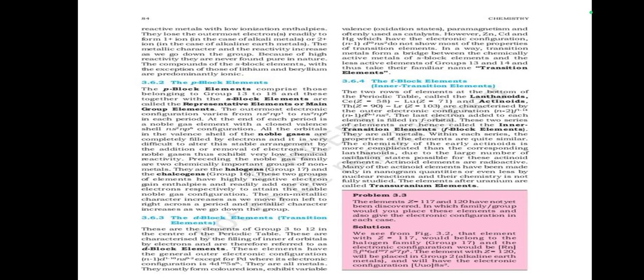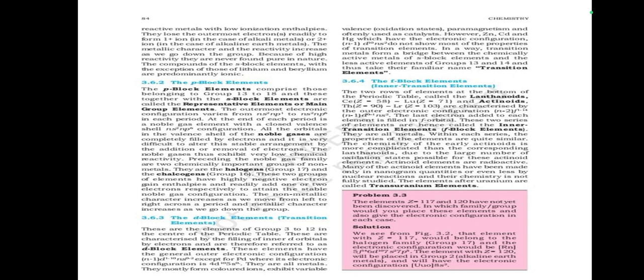They lose the outermost electrons readily to form 1+ ion in the case of alkali metals, or 2+ ion in the case of alkaline earth metals. The metallic character and the reactivity increase as we go down the group. Because of high reactivity, they are never found pure in nature. The compounds of the s block elements, with the exception of those of lithium and beryllium, are predominantly ionic.